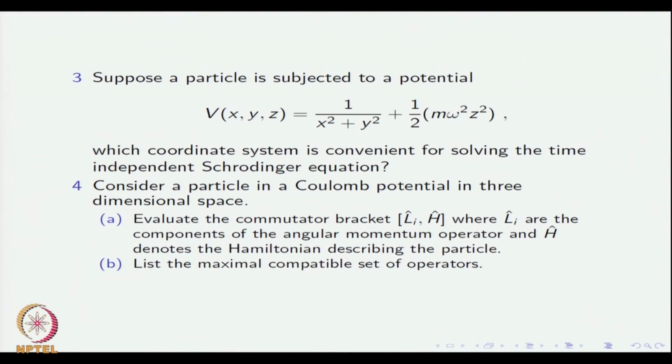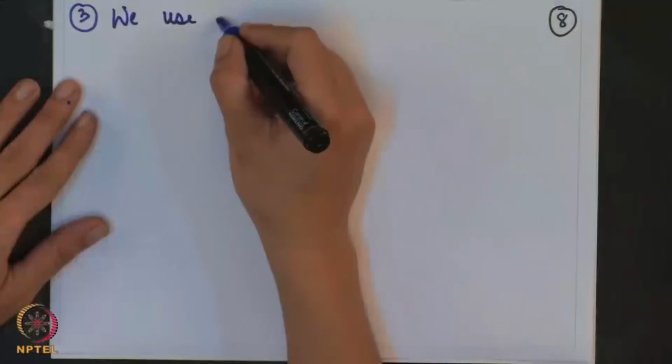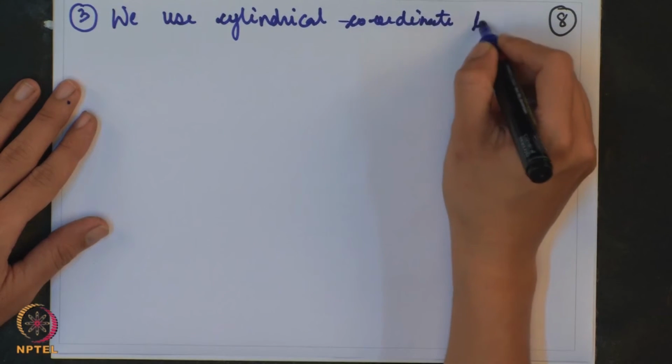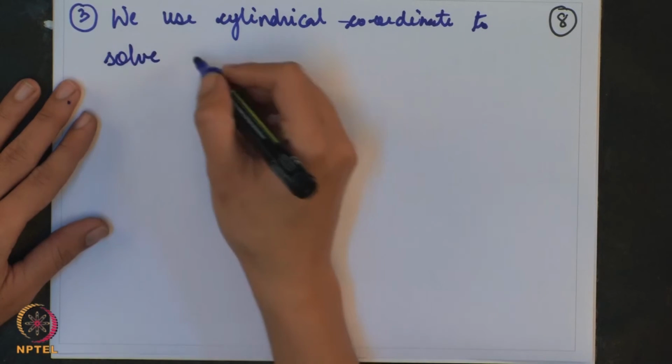Third problem: a particle is subjected to a potential which is given to you as 1 by x square plus y square plus half m omega square z square, which is in the Cartesian coordinate system. You have to write the potential in a convenient coordinate system and solve the time independent Schrodinger equation. You can see from this expression of the potential that the convenient coordinate system would be cylindrical coordinates. So, we use it to solve the time independent Schrodinger equation.